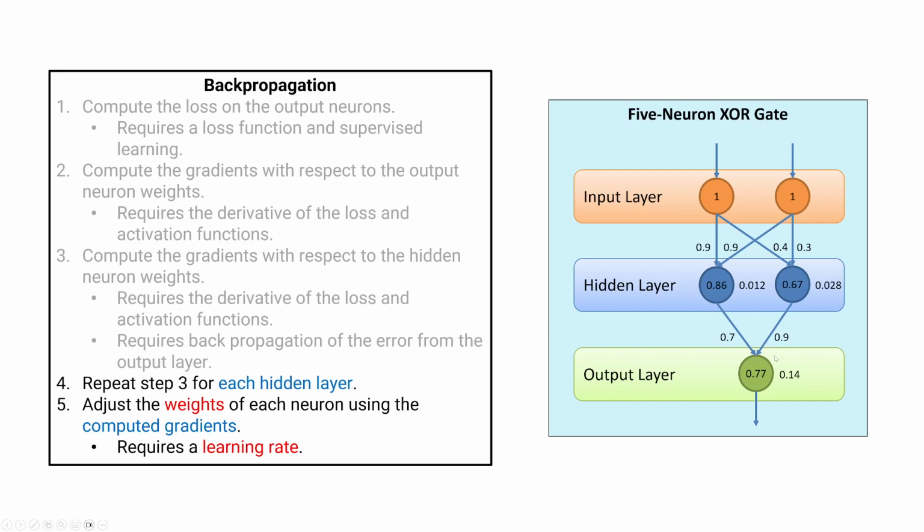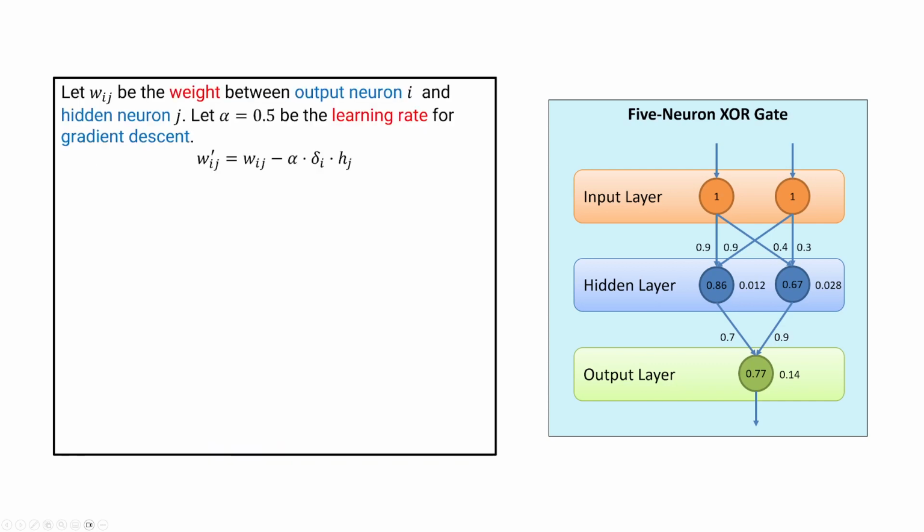But then otherwise, we now adjust the weights using our computed gradients, and we're just using gradient descent now. So we just need a learning rate to tell us how much we want to move them. So again, what do I mean when I say we're just using gradient descent?